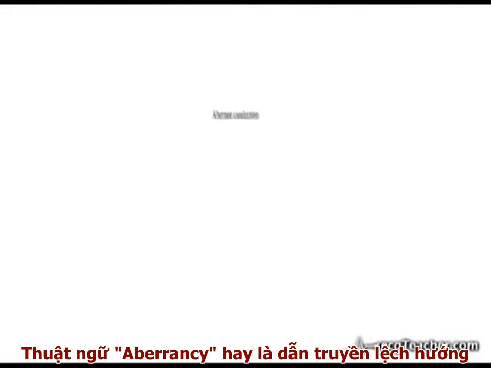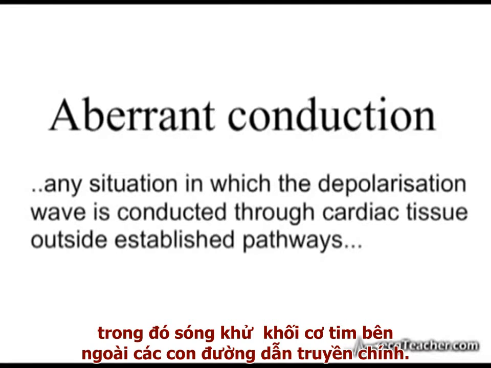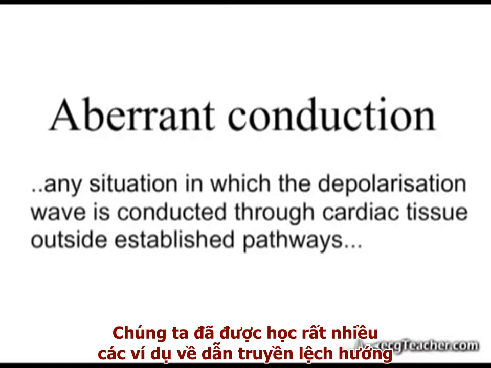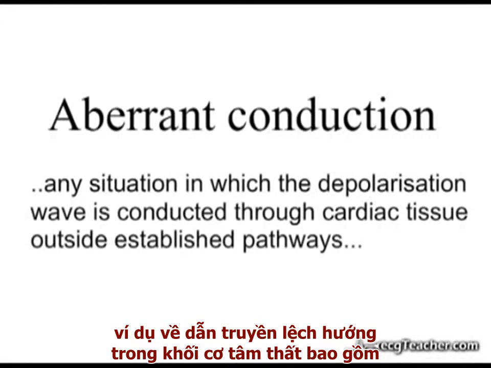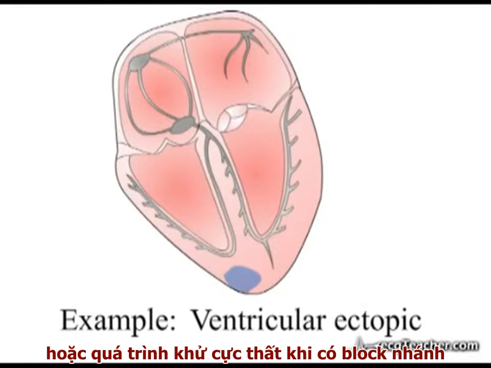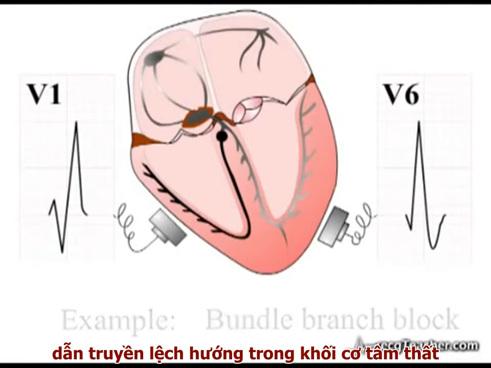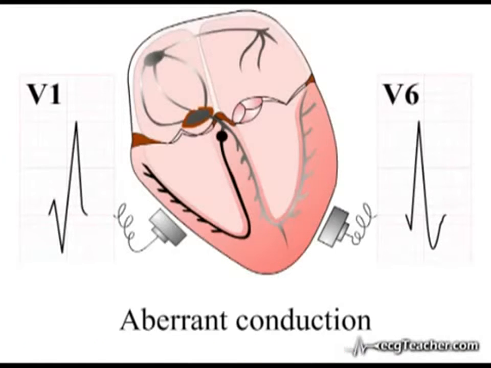as aberrancy or aberrant conduction refer to any situation in which a depolarization wave is conducted through cardiac tissue outside established pathways. We've come across many examples of aberrant conduction throughout this course, both within the atria and ventricles. Examples of aberrancy within the ventricles include conduction of ventricular ectopics and conduction of ventricular depolarization in the presence of a bundle branch block.